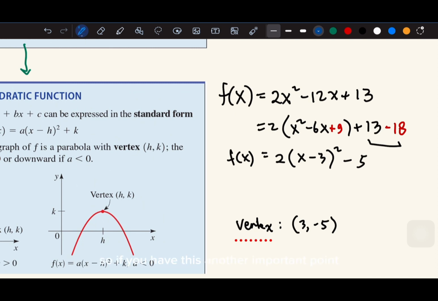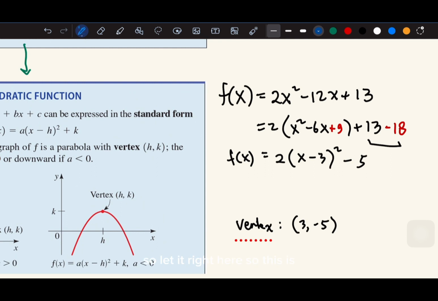So if you have this, another important point why this complete square seems really helpful is if we look here and if we relate to transformation of functions, we can see that this function is actually a function of x squared multiplied by a factor of 2, which makes it vertically stretched. And then we shift it to the right side 3 units, and then downside 5 units. Do you get it?